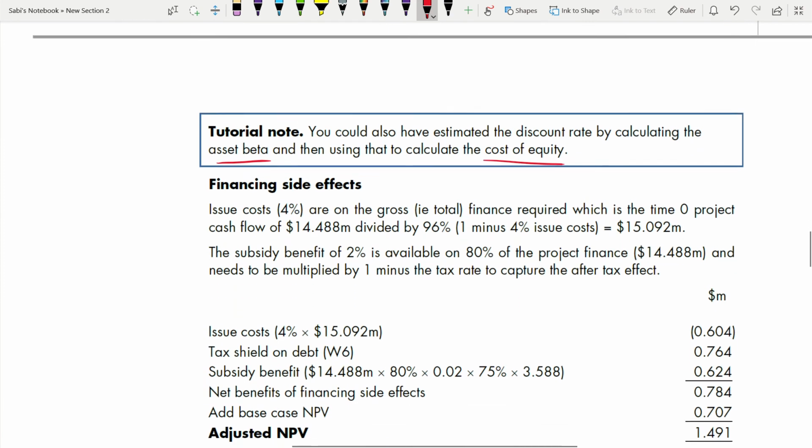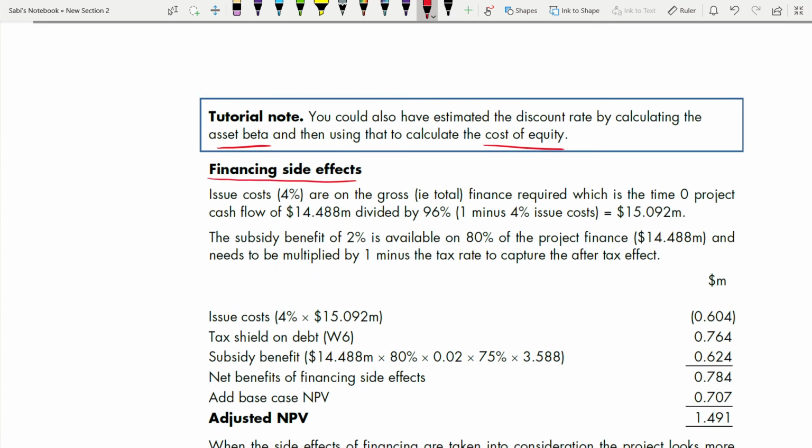Coming to the financing side effect from this part onwards, okay? It is all adjusted present value. Your net present value is adjusted basically on your financing. So issue costs have been given as 4% on the gross. Total finance required, which is the time zero project cash flow, is this divided by 96%. Why? 1 minus issue cost.